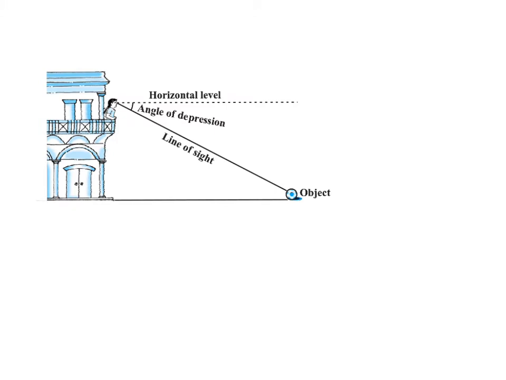Now let's look at this figure. The girl sitting on the balcony is looking down at a flower pot placed on a stair of the temple. In this case, the line of sight is below the horizontal level. The angle so formed by the line of sight with the horizontal is called the angle of depression. So the angle of depression will be below the horizontal level with the line of sight. So we know what an angle of elevation is, which is above the horizontal level and the line of sight. Angle of depression is below the horizontal level and the line of sight. Now, based upon this information, let us try to solve some application problems.